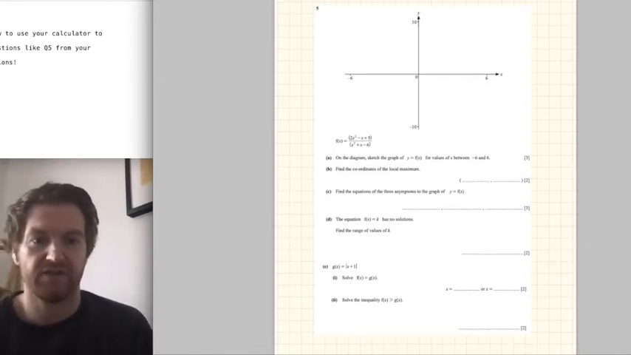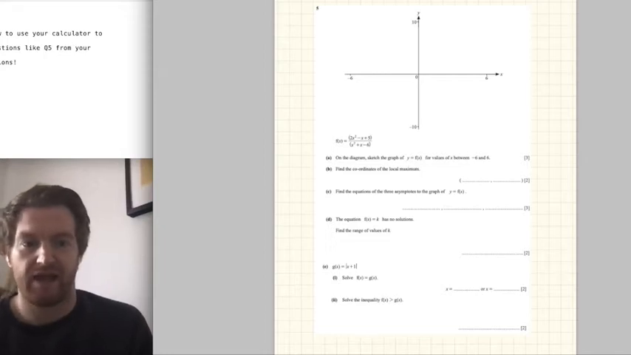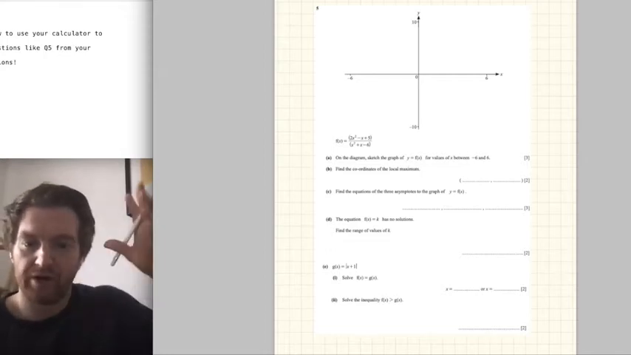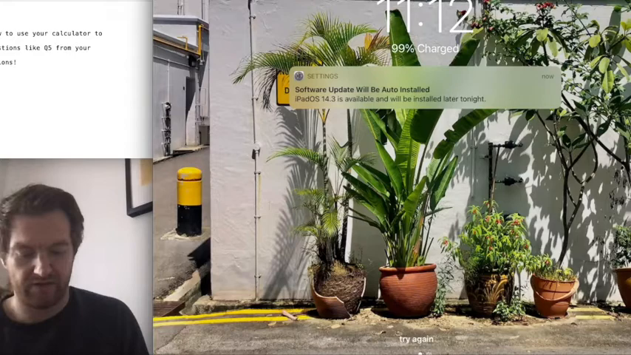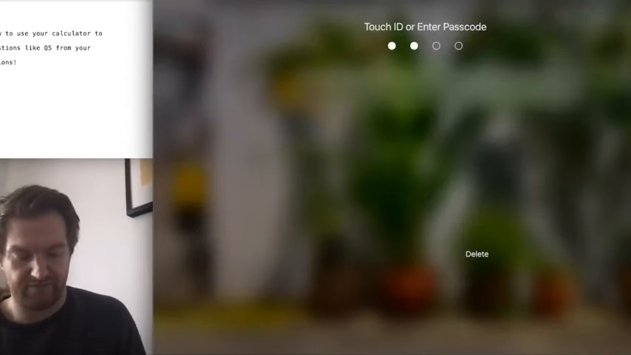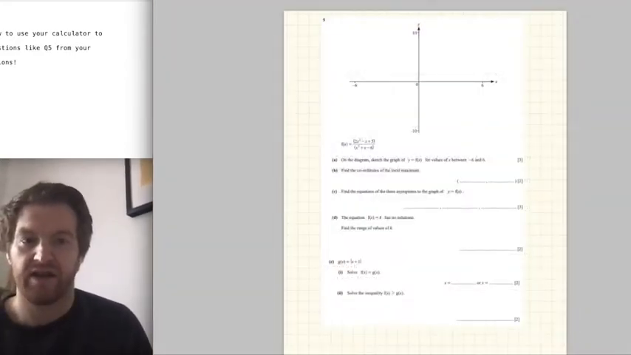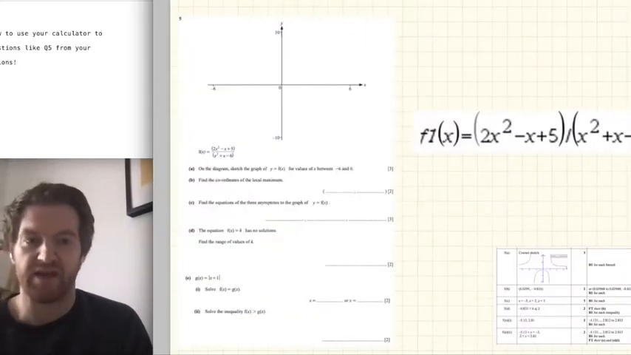So first thing you do, you see this question, it's question 5, and I'm going to have the whole question in so you can see the whole question at all times, and we're going to break it down into the different sections. So first thing you should do is make sure your iPad isn't locked. First thing you need to do is make sure you type in the equation.